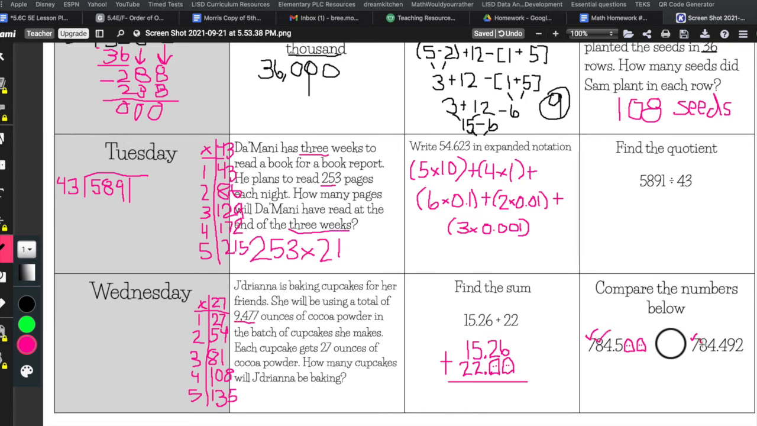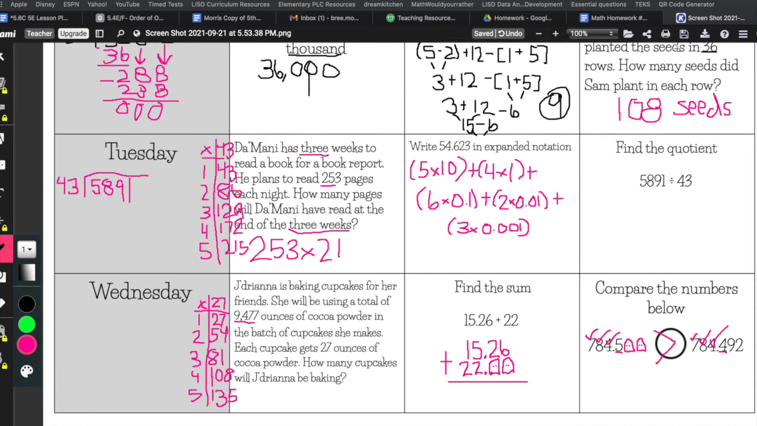Check. Check. 4, 4, both in my ones place. Check. Check. Okay, looking at my tenths place, 5, 4. So if I look just behind my decimal, this looks like 500. This looks like 492. Easy.